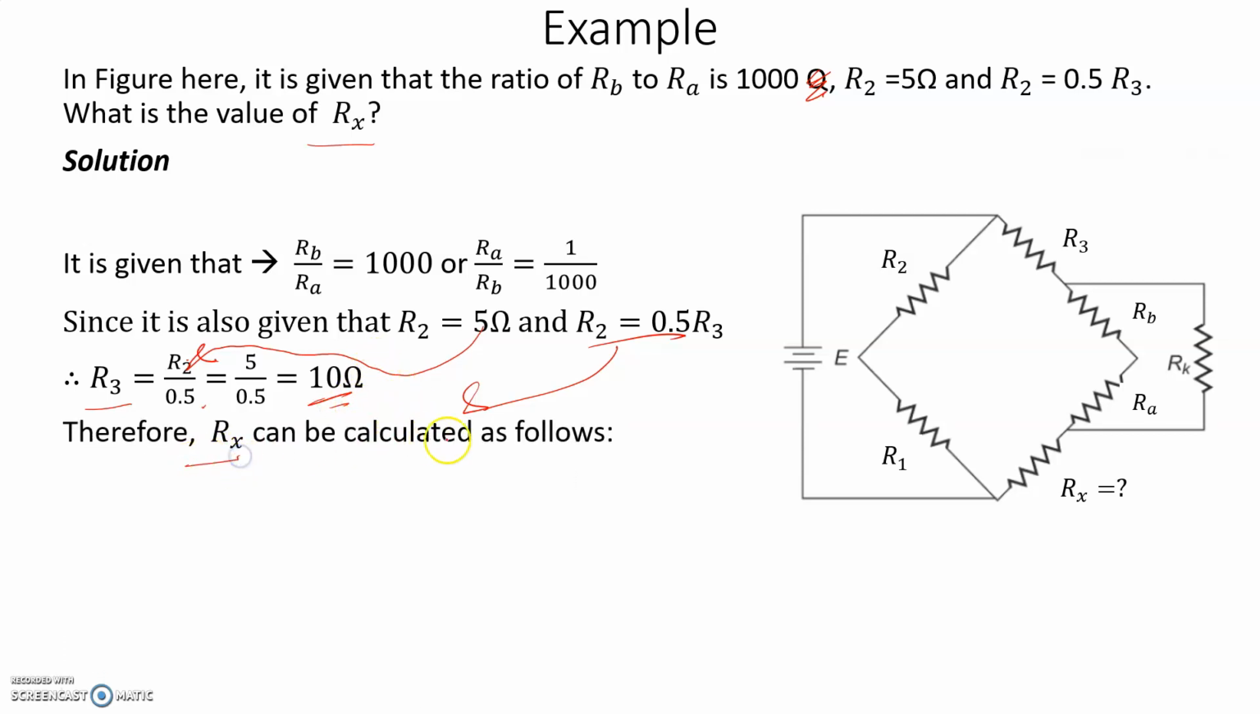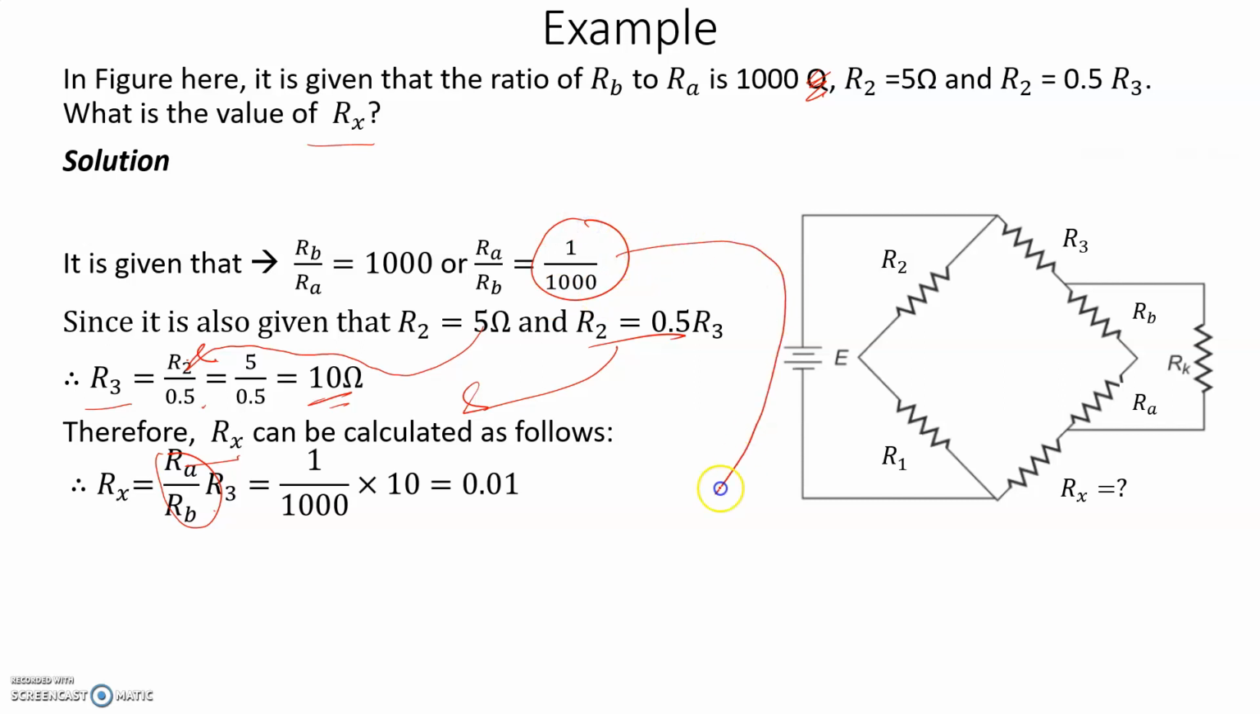Therefore, Rx can be calculated as follows. We know that Rx equals RA divided by RB multiplied by R3. RA to RB is 1 over 1000. We put that back into this equation, multiplied by the R3 that we have calculated just now, and you get Rx equal to 0.01 ohm. It's very small, around 10 milliohm.